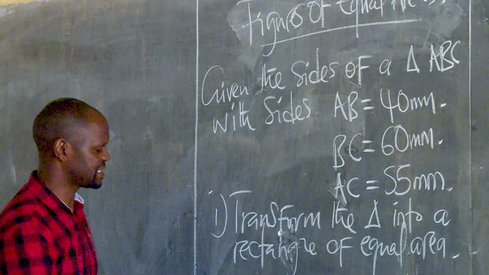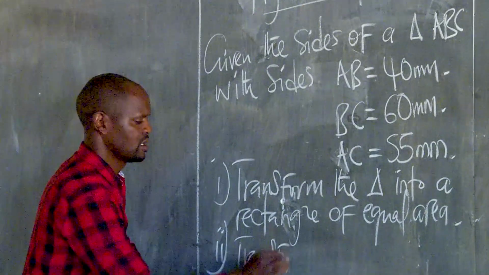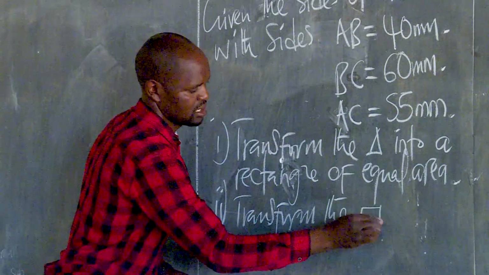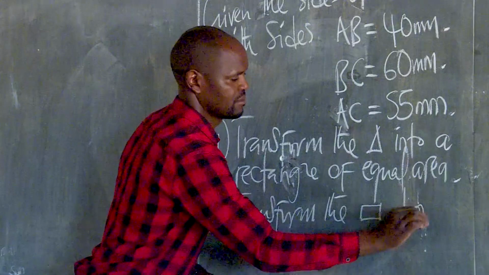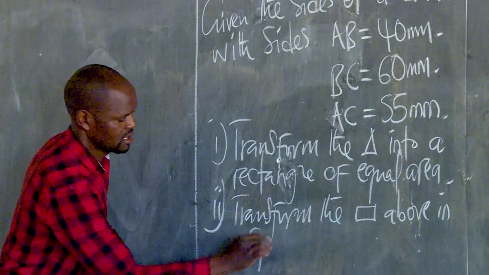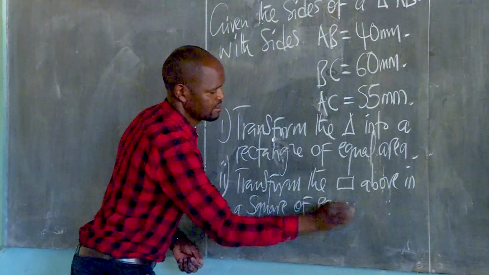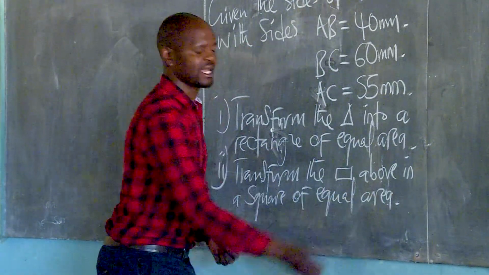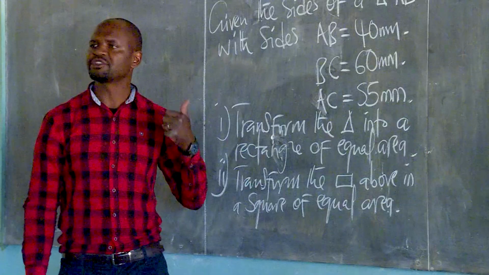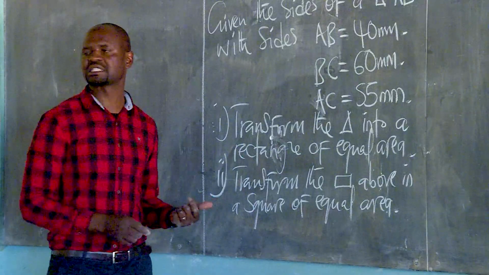Yes. Then question B is C. Transform the rectangle above into a square of equal area. Like that. Okay, so you cannot change a triangle into a square without taking it into a rectangle first.